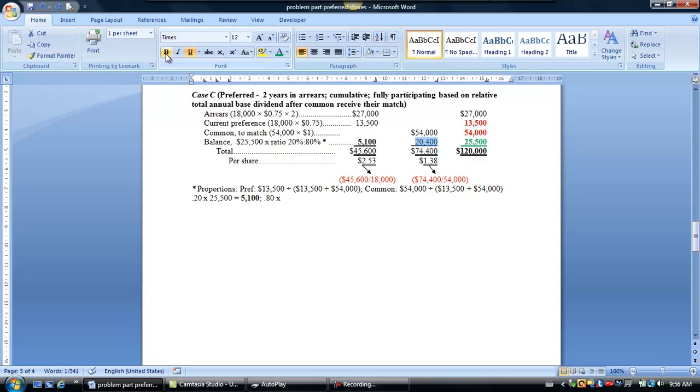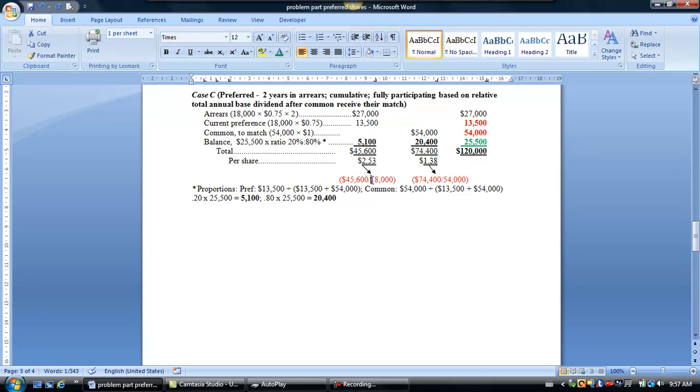So we know technically that if of this 25.5, these guys got 5,100, these guys are getting the balance. But calculate it to be sure, because you might have made a math error, right? And you should get 20,400, which is exactly what we've got up above here. So now what do we know? We know that the total dividend declared to the preferred shareholders this year is going to be 45,600.